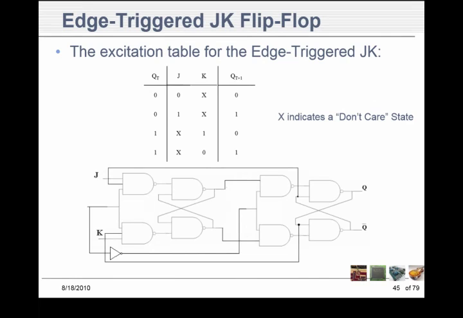If J is 1 and K is 0, we go to the set state. That sets this thing. If J is a 1, it doesn't matter what K is, it's going to set this thing. Well, let's just say if J is a 1 and K is a 0.